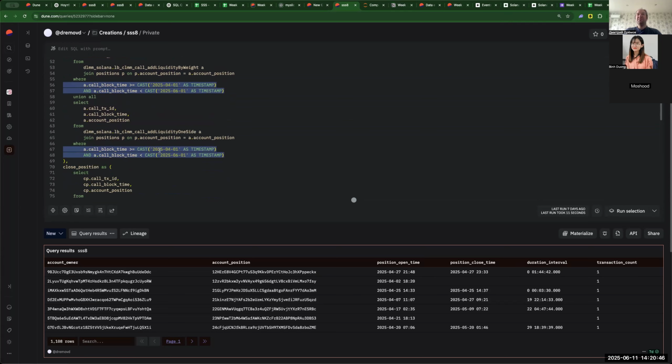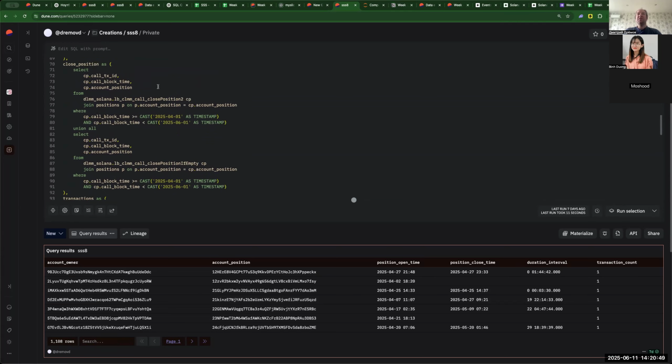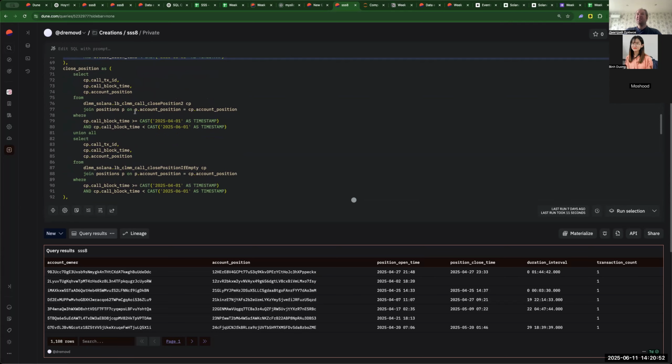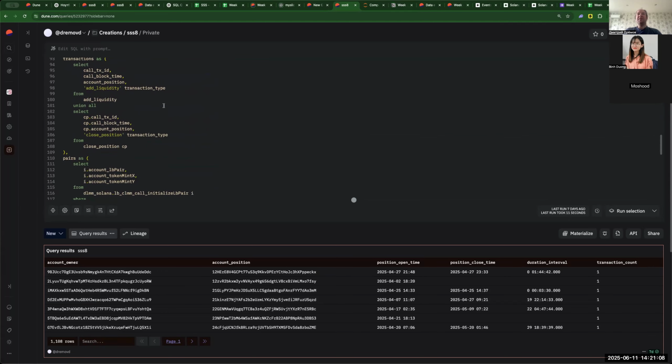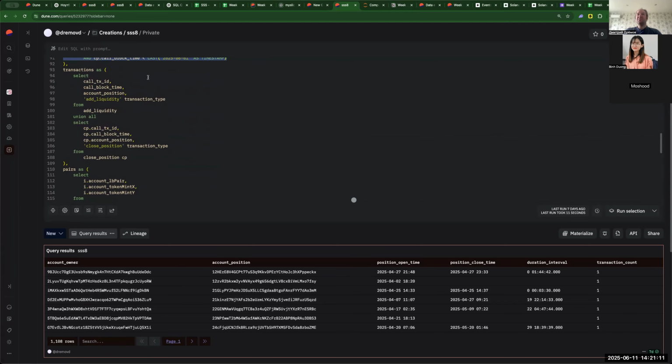So for the opening, these events. For closing, again, two different events, close position 2 and close position if empty. Again, we are only considering April or May. And then we basically do a union. So we take all of this, and for every position created, we gather all the events that are either add liquidity or close position.